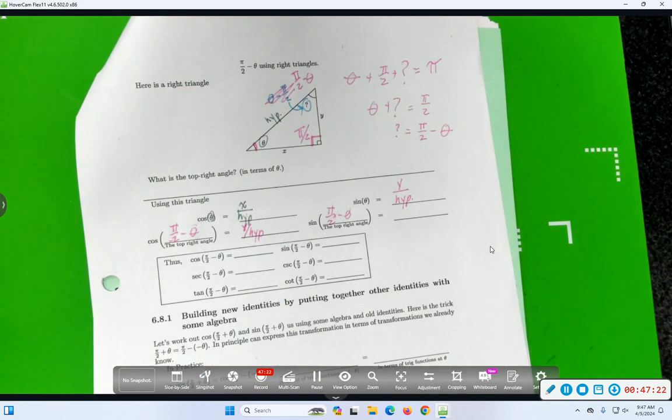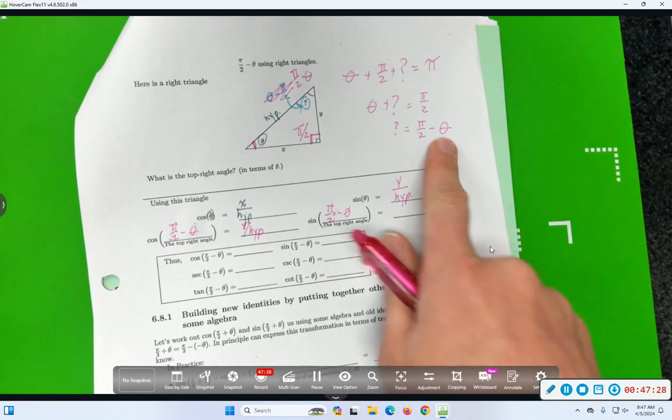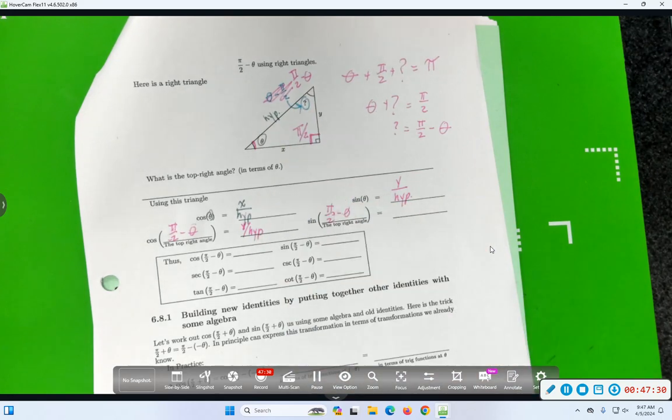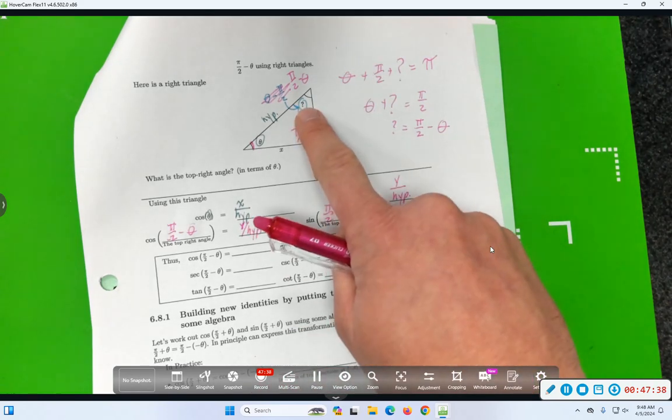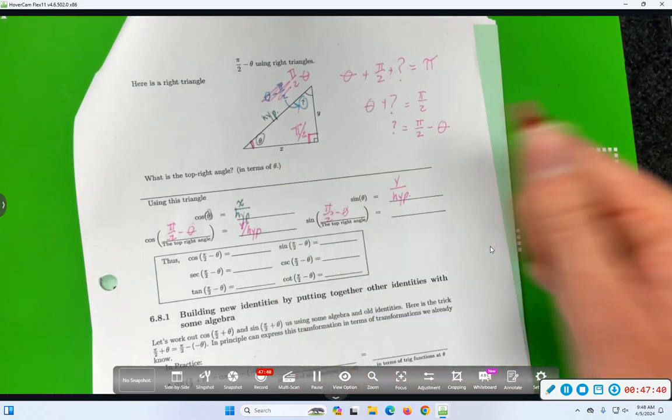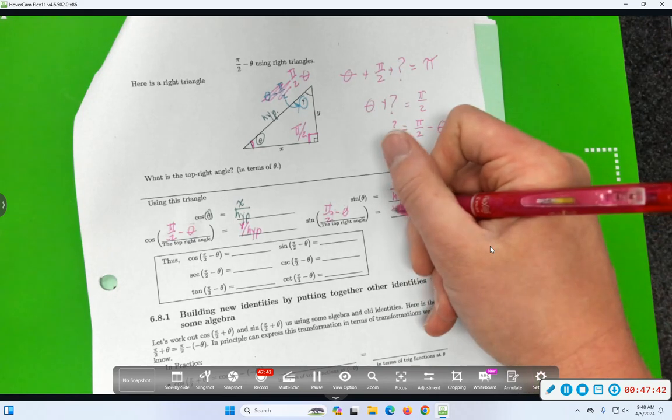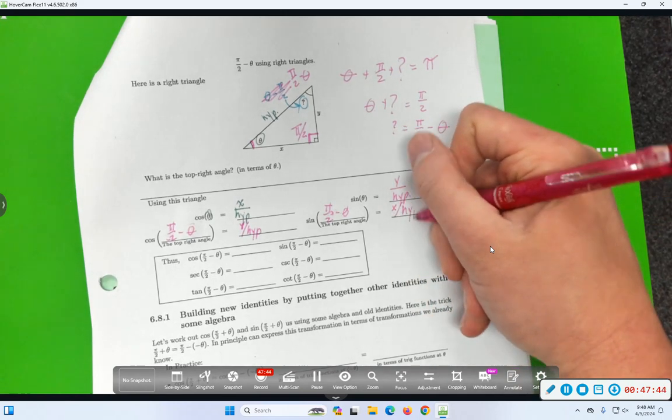How many people wrote down the right thing even though I wrote down the wrong thing? Okay. All right, question mark is pi over 2 minus theta, so all those should be pi over 2 minus thetas, not thetas minus pi over 2. Anyway, so now we'll do the same thing for sine of this angle. So sine is opposite, which is x over hypotenuse.